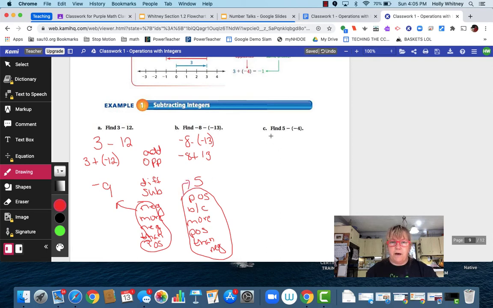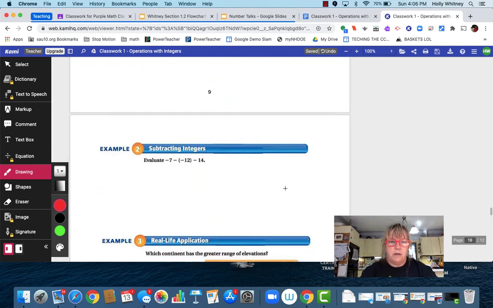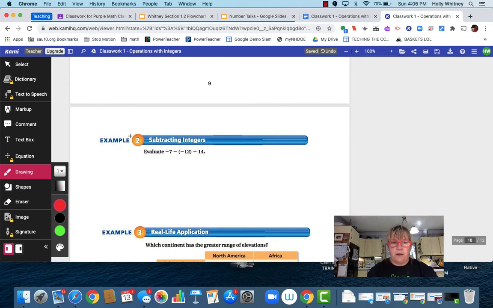All right, let's try this one. We have 5 subtract a -4. Again, we're going to add the opposite. So it's 5 plus, -4 becomes +4, and that's just adding two positives together. My answer is 9. Not so bad. Okay, let's try a row of them.